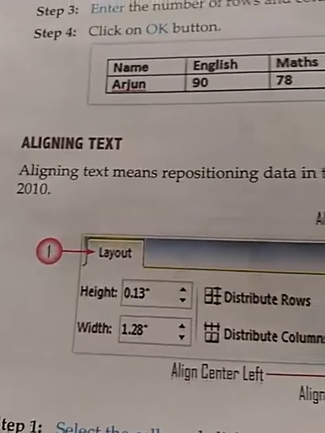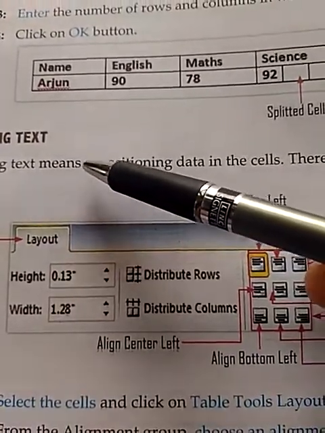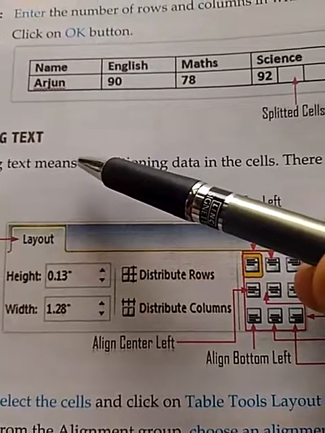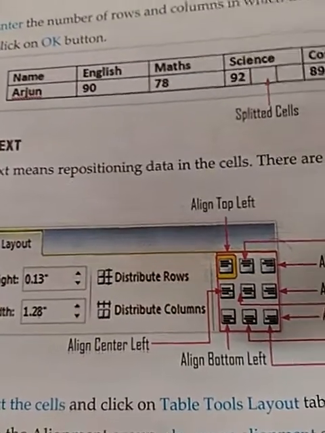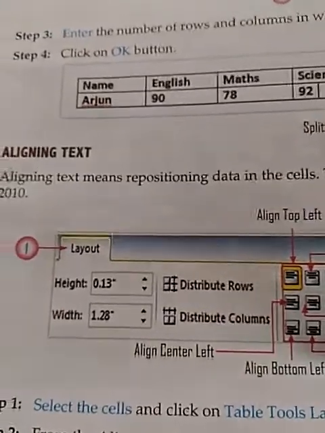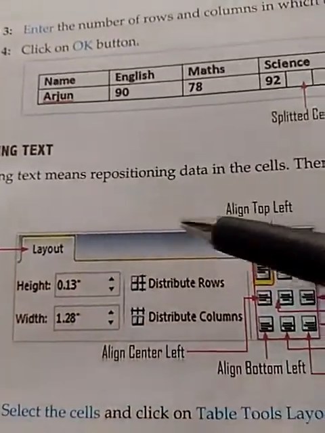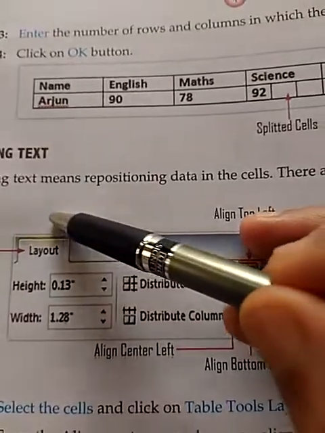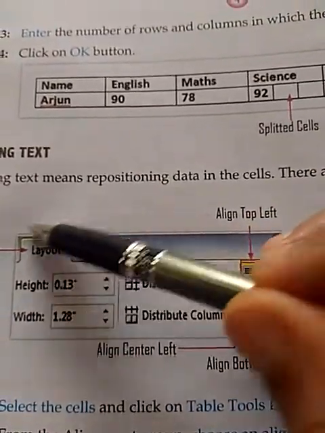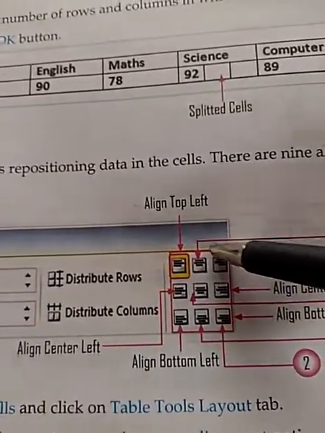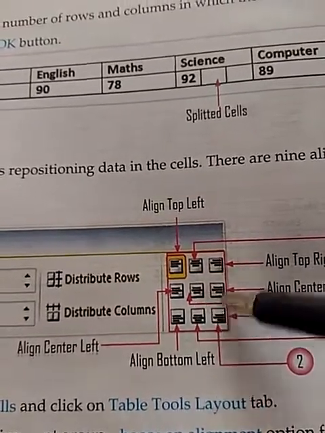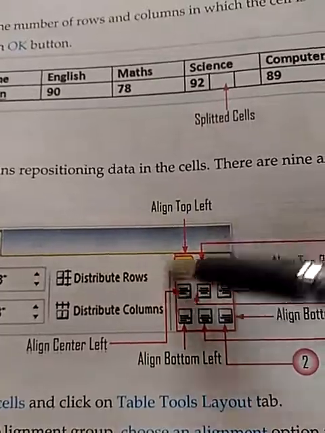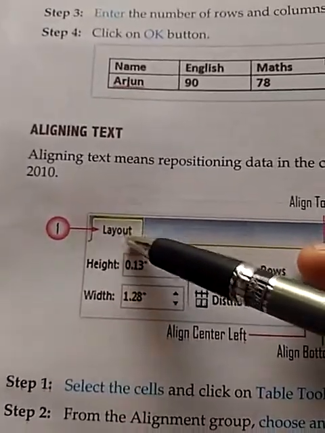Now alignment. Alignment means if we want to arrange the data towards the left, right, center or justified in the cell, then this comes under aligning the text. The alignment option appears under the Layout tab. In the Layout tab you will find these: top align, center align, bottom align. All the options of alignment are available under the Layout tab.